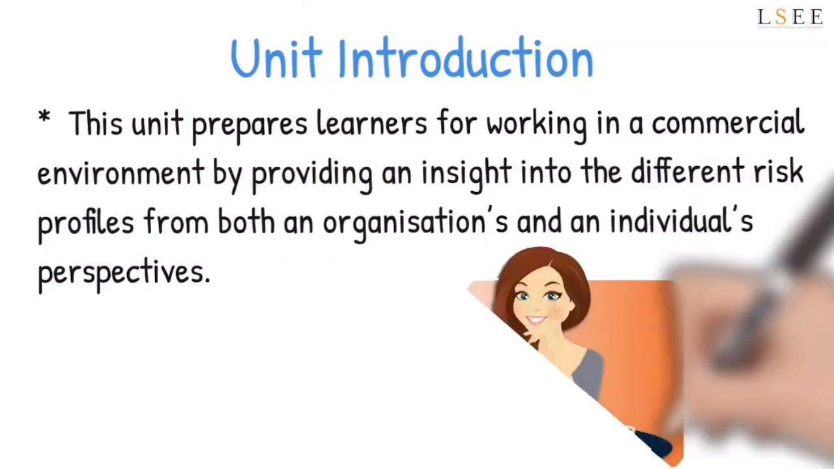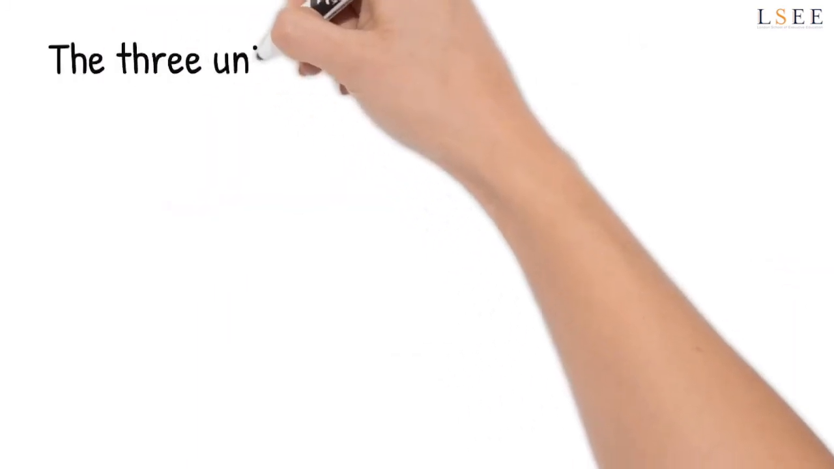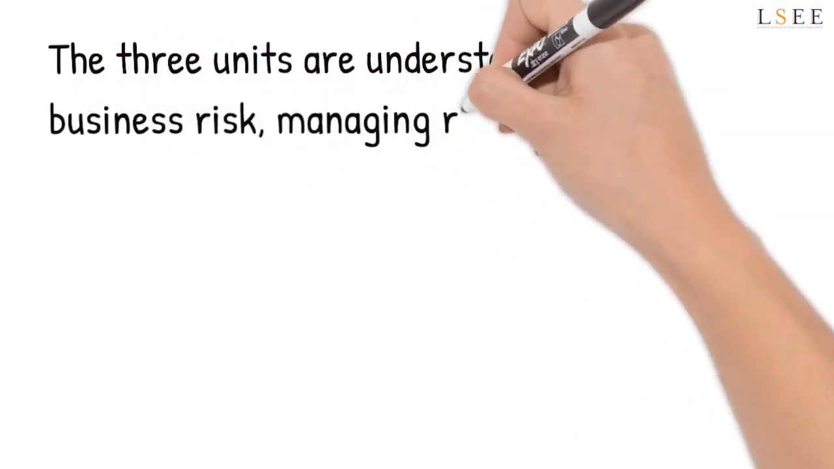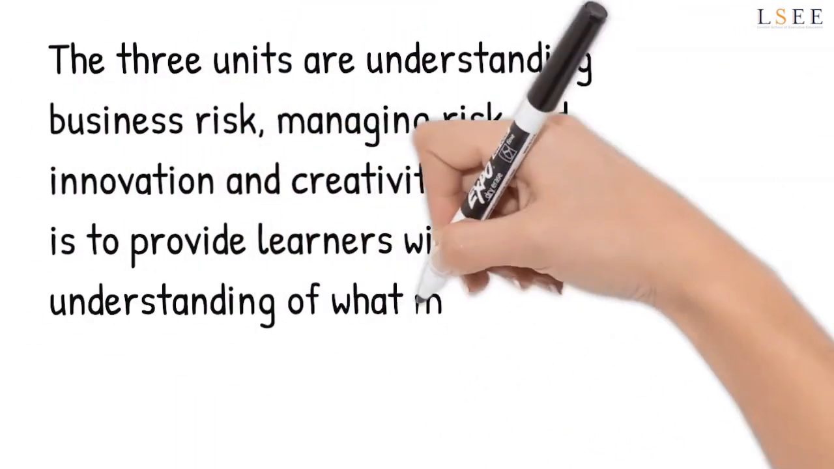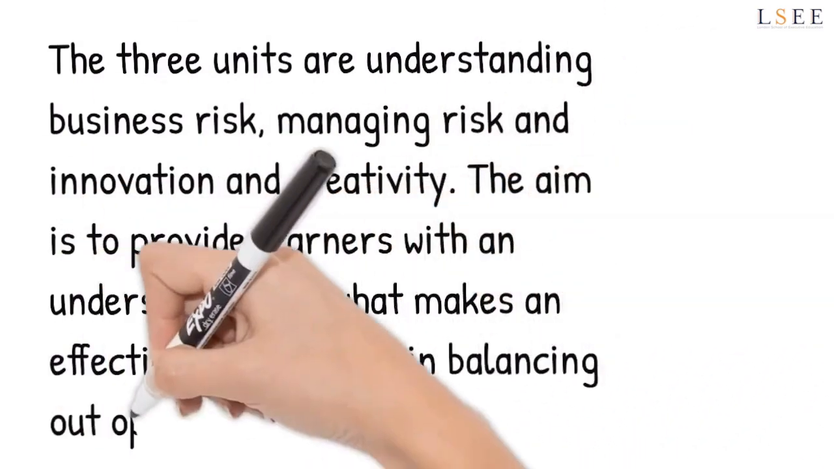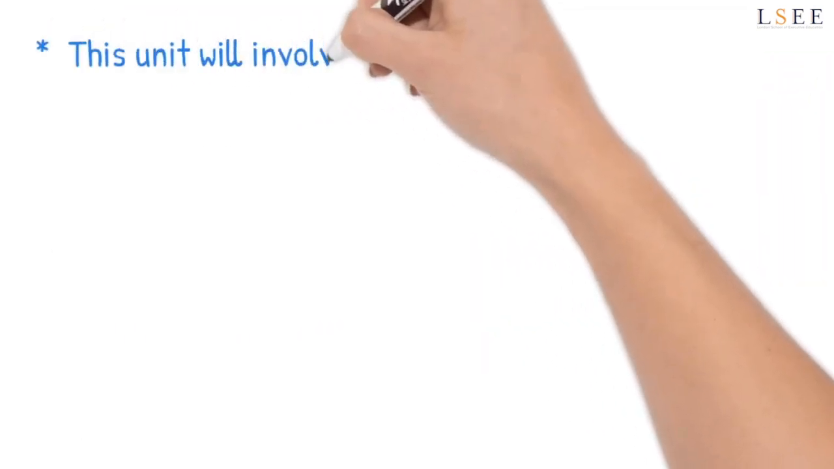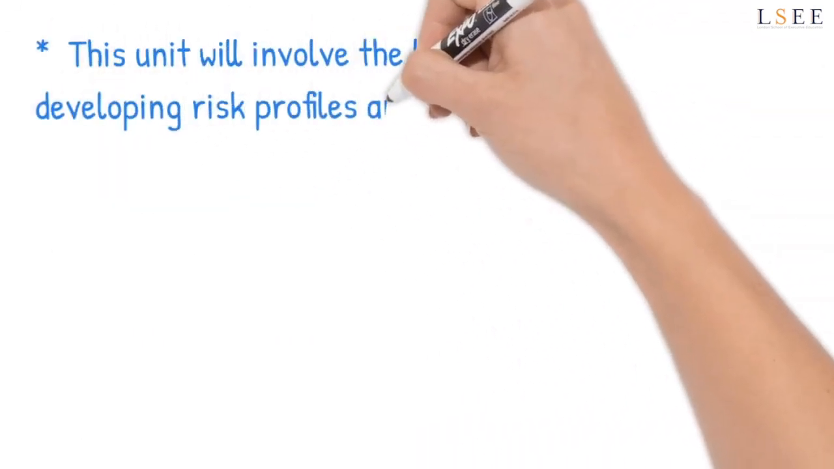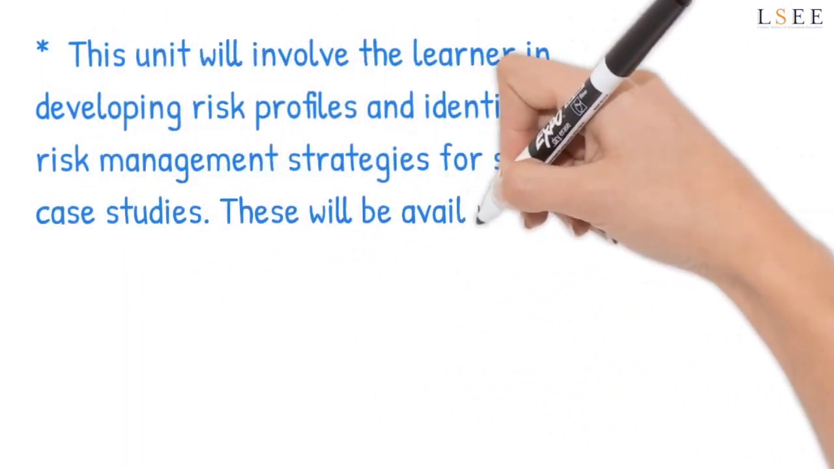risk profiles from both an organization's and an individual's perspectives. The three units are Understanding Business Risk, Managing Risk, and Innovation and Creativity. The aim is to provide learners with an understanding of what makes an effective organization in balancing out opportunity with change. This unit will involve the learner in developing risk profiles and identifying risk management strategies for selected case studies.